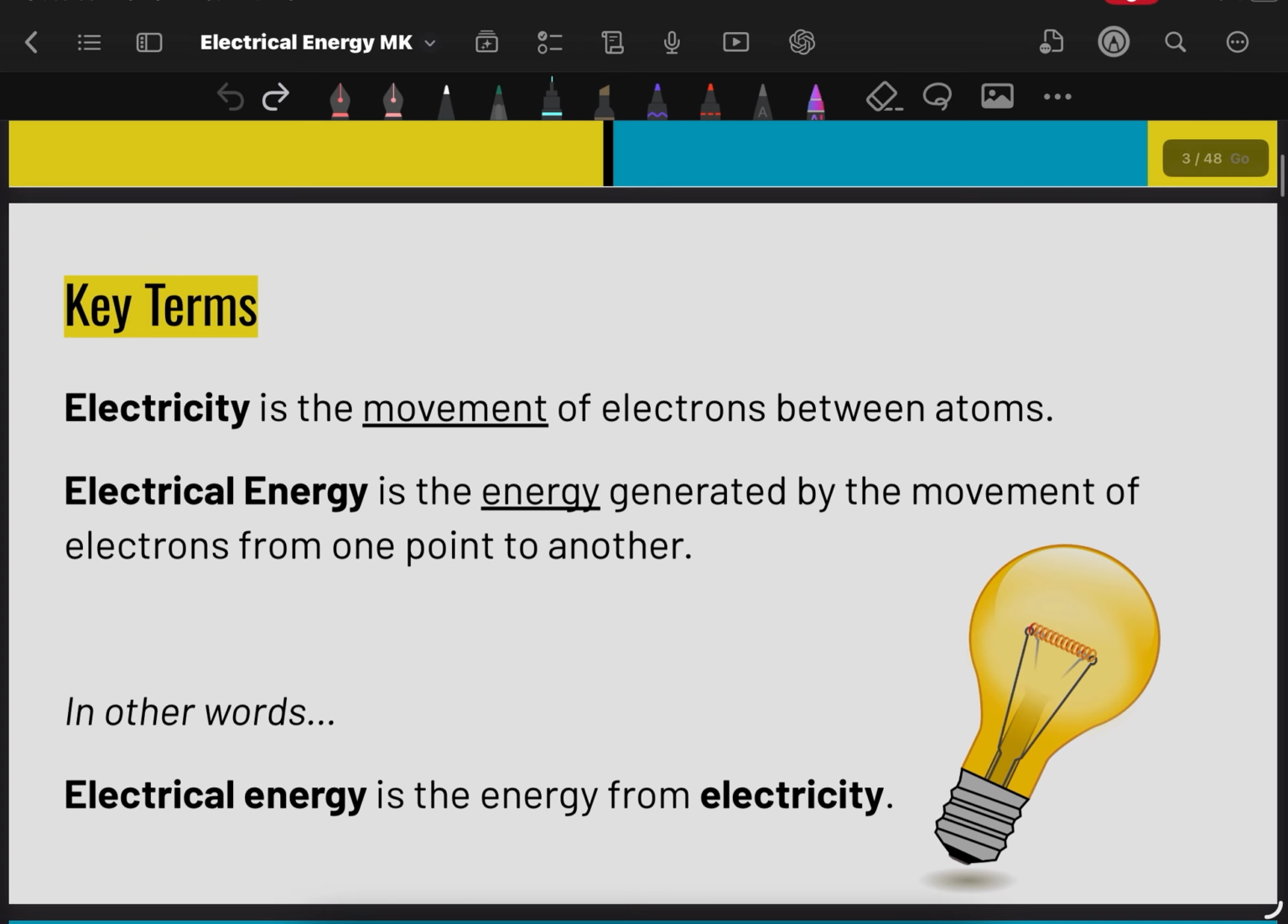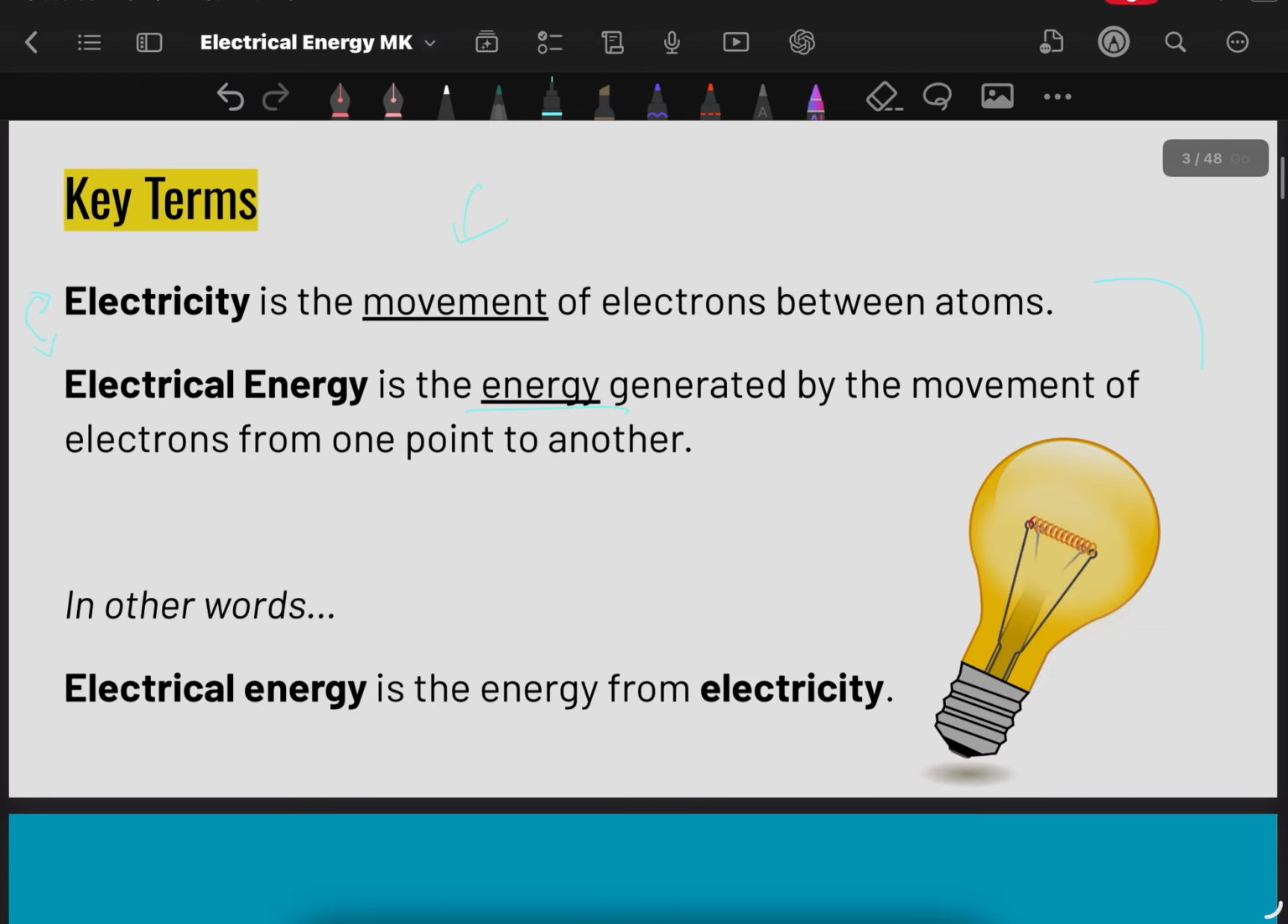Now, some key terms: electricity is the movement of electrons between atoms, while electrical energy is energy generated by the movement of electrons from one point to another. A very big misconception is that these two are the same thing, but they have key differentiations, like energy compared to electricity, which is the movement. So in other words, electricity is the energy from electrical energy, or the other way around. Electrical energy is energy from electricity.